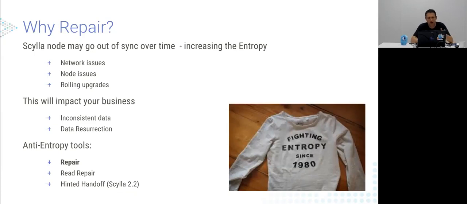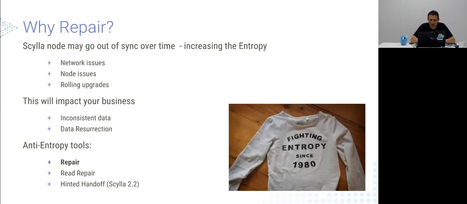If you are querying one node with consistency level 1, you get one value. If you do the same query with another node, you get a different value. Usually, it's not what you expected. So inconsistency of data is one problem. A second problem is data resurrection. I will cover that in a minute.